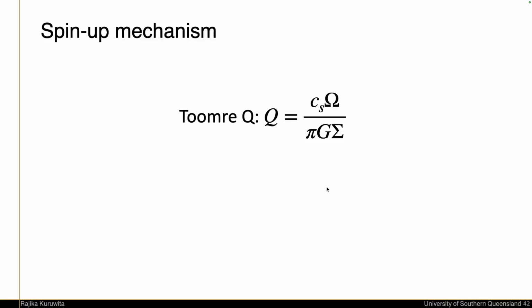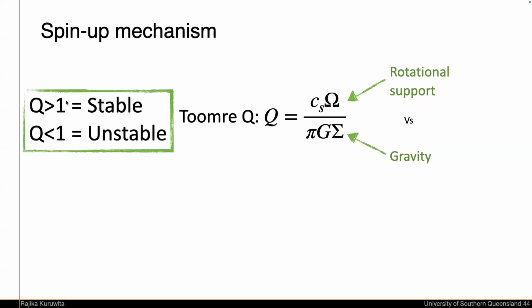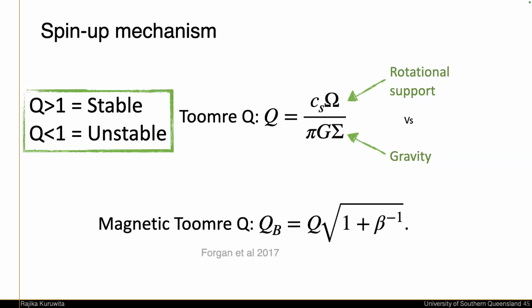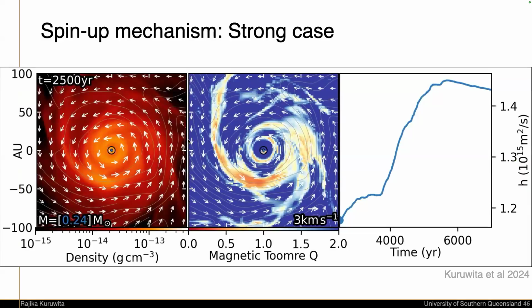The Toomre Q is basically a ratio of how rotationally supported a disk is versus how much gravity is trying to bring it in. If Q is above 1, then it's stable, so you have more rotational support. If it's less than 1, then it's unstable, and you have more gravity pulling things in. This was a hydrodynamic definition, but we have magnetic fields, and that provides an extra level of support. So I actually calculate the magnetic Toomre Q, and that's what I look at here.